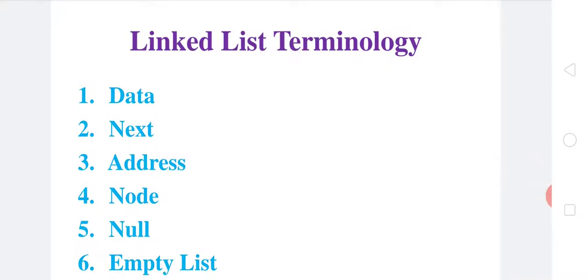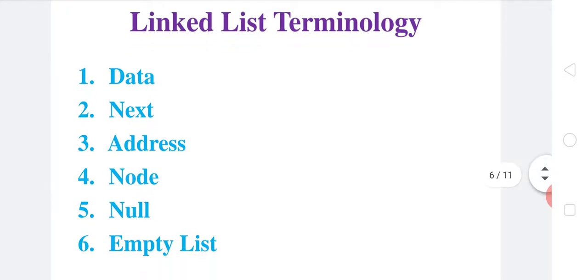Now we will see a new point, which is linked list terminologies. The first terminology is data. The second one is next. Third is address. Fourth is node. Fifth is null. And the last one is empty list.